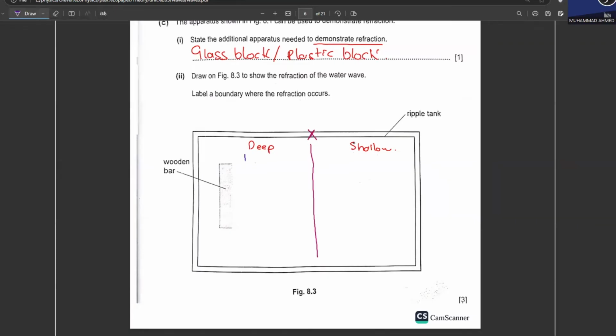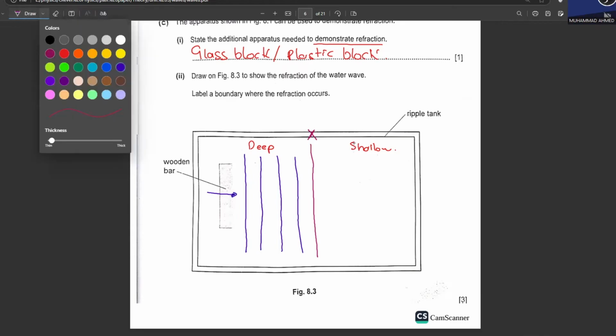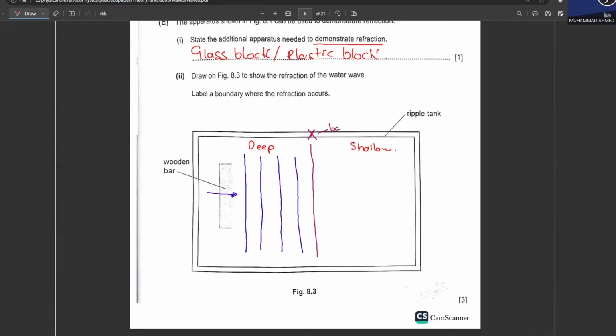Okay, in the deep region, you will have waves coming like this towards the boundary. Yeah. These are your waves coming towards the boundary X. Okay. This is your boundary X. Let's write it here as well. This is your boundary. Waves are coming towards your boundary.